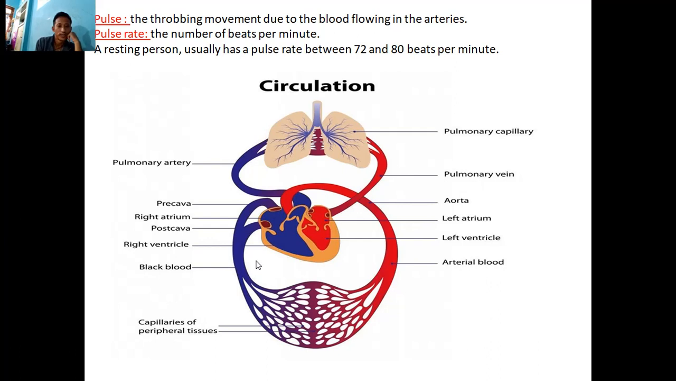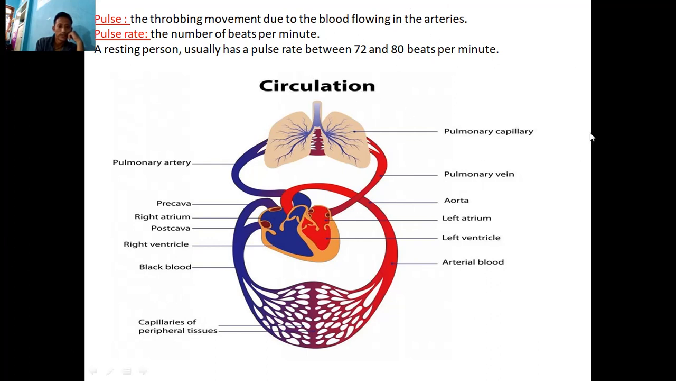And tissue, cardio, and pulse. The throbbing movement due to blood flow in the artery is called pulse. The pulse is the number of beats per minute, so it is the pulse rate. Normal pulse at rest is about 72 to 80 beats per minute.